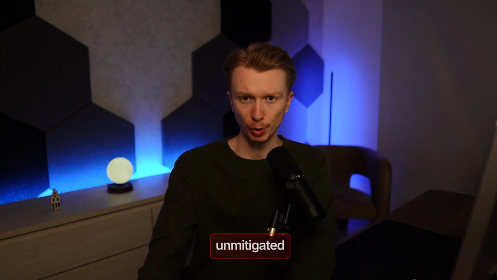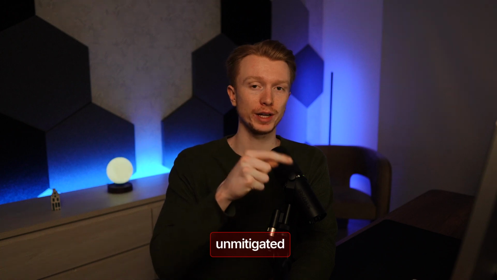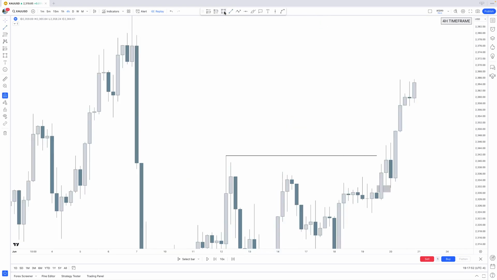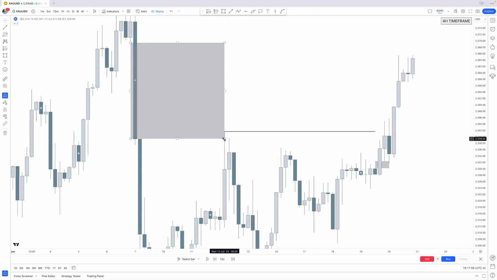Now we want those opposing PD rays to be unmitigated, meaning that they have not been traded into before. So for example, this swing high right there has not been traded above before. That means that that's a valid opposing PD ray. If we zoom out a little bit and we take a look at this 4-hour fair value gap towards the left, this 4-hour fair value gap right there has already been traded into once right there. So the second time we trade into it, it's not valid anymore because it's already been mitigated. So it's not an unmitigated opposing PD ray.